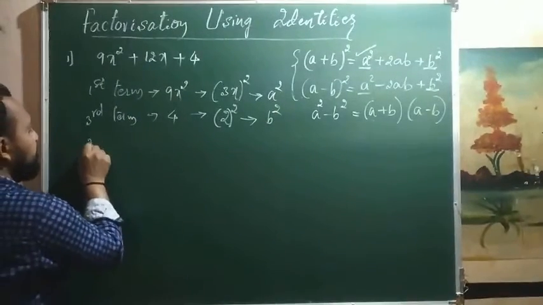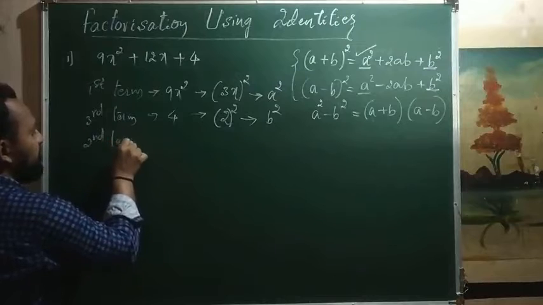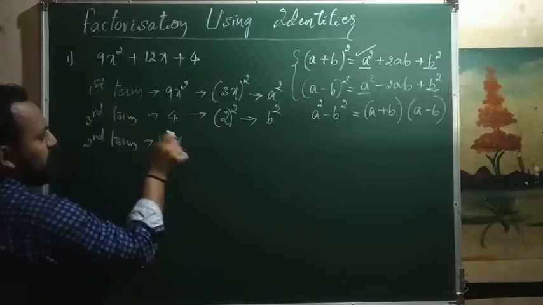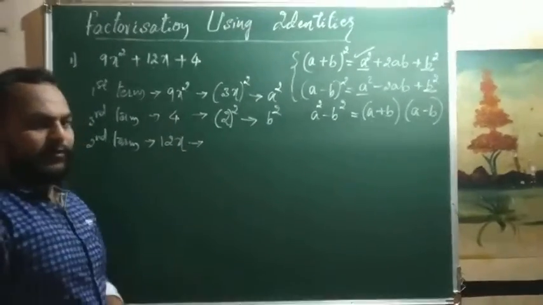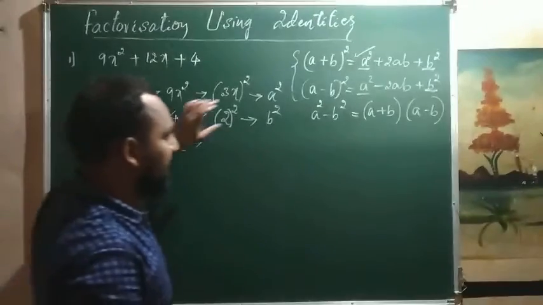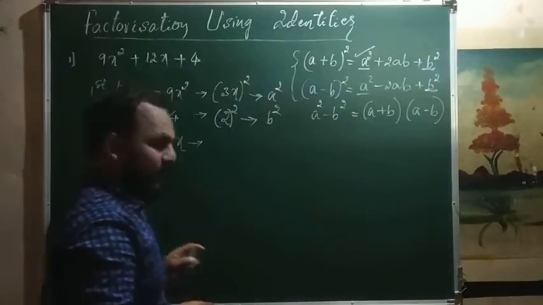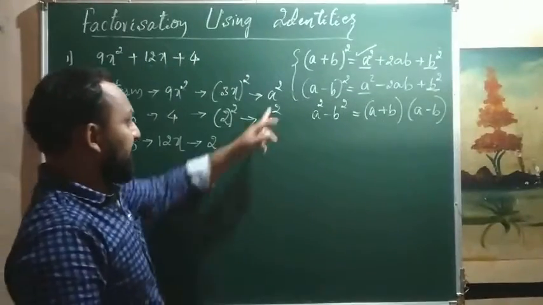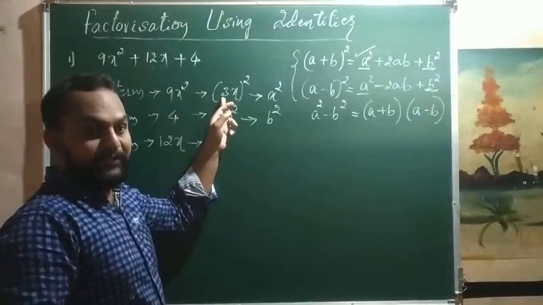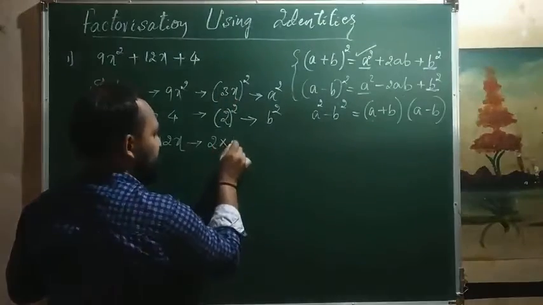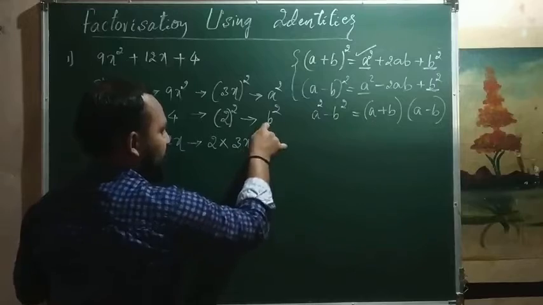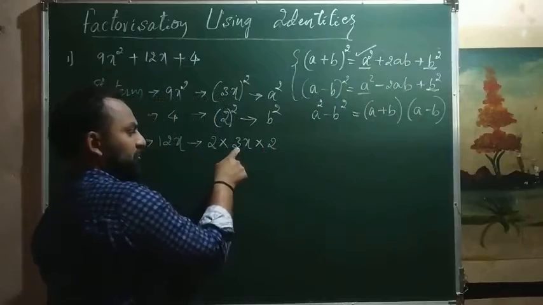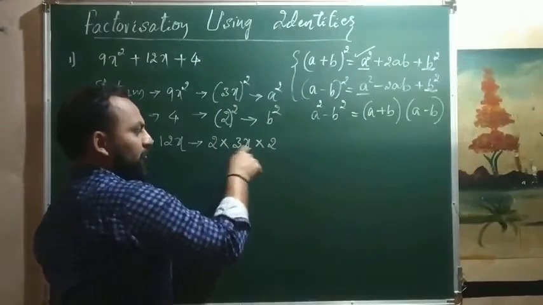The second term is 12x. Here the middle term is 2ab. Write 2 as it is. Next, what is a? A is 3x. And what is b? B is 2. Means 2 times 3 is 6, and 6 times 2 is 12, so 12x.